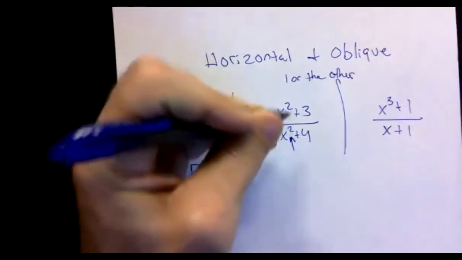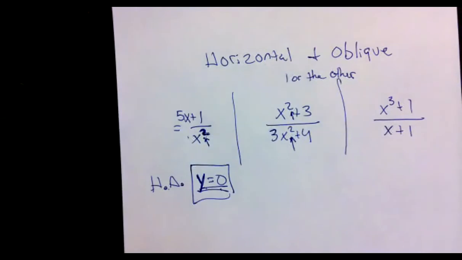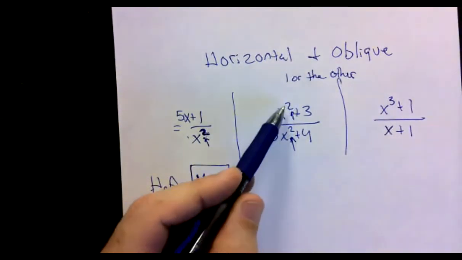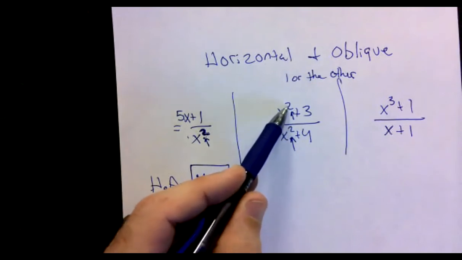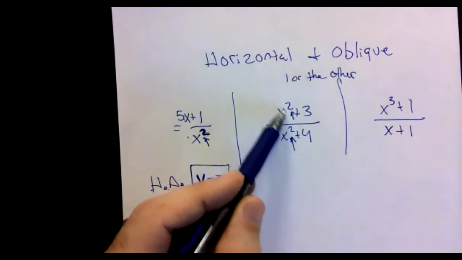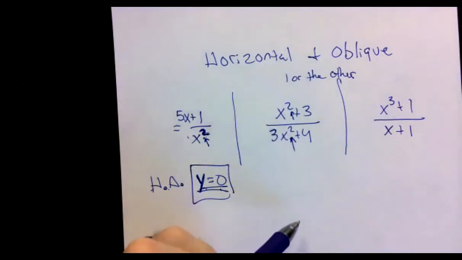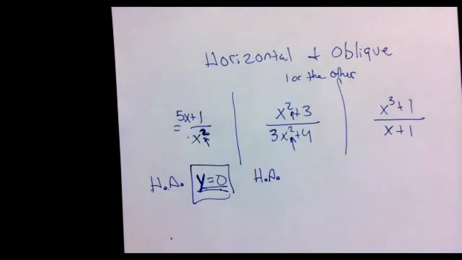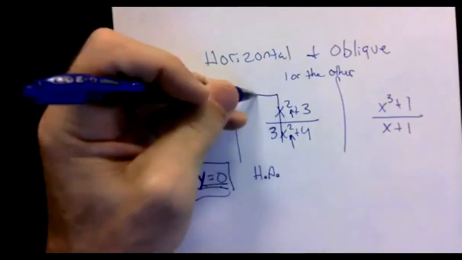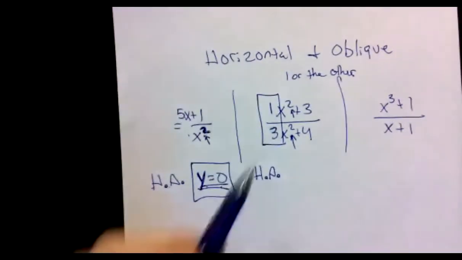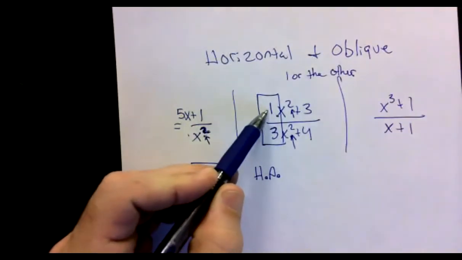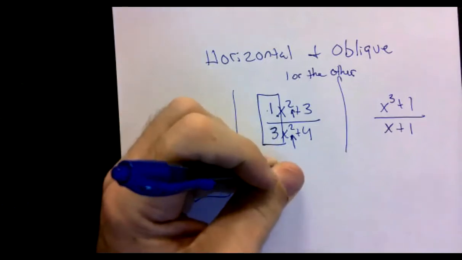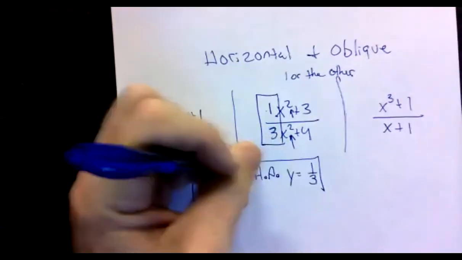If the degrees are the same, so these are both x squareds, or both x cubed or even x to the fifths, whatever, if your biggest exponents are the same, then you also have a horizontal asymptote, and it's going to be at the ratio of coefficients. Again, the number in front of x squared, if you don't see it, it's automatically a 1. So we grab the numbers in front. Your horizontal asymptote would occur at 1/3.